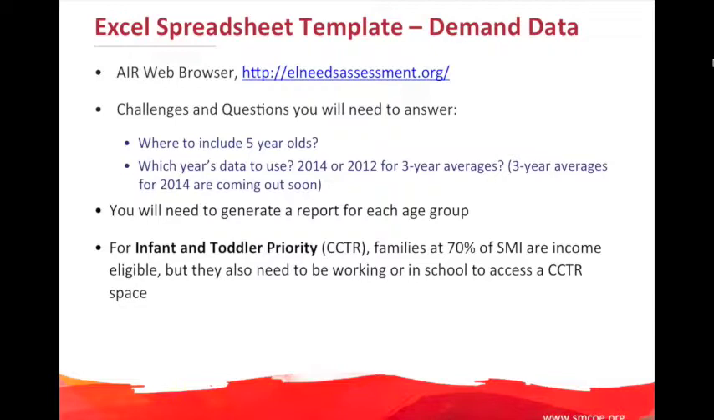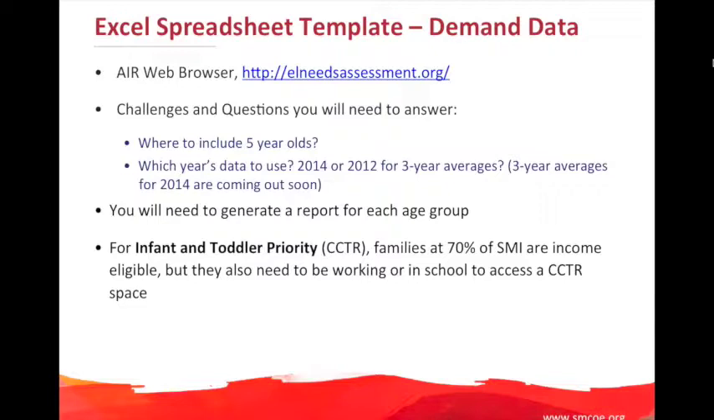The 5-year-olds, you'll notice, though, are not captured in the school age data. So you want to think, what is the age cohort amount of 5-year-olds, because they will need after-school care at a minimum, right? So the 5-year-olds appear in the preschool section.